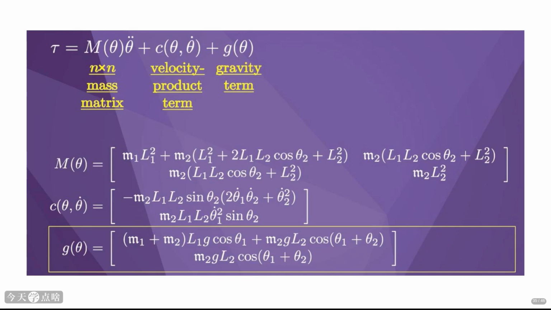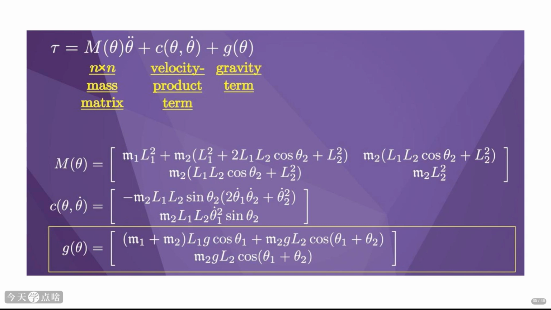These equations can be written in matrix form. The terms involving the second derivatives of θ, θ1 double dot, θ2 double dot, form the inertia matrix M of θ. The terms involving the first derivatives, θ1 dot, θ2 dot, form the Coriolis and centrifugal terms, often grouped into a vector C of θ and θ dot. The terms involving gravity form the gravity vector G of θ.